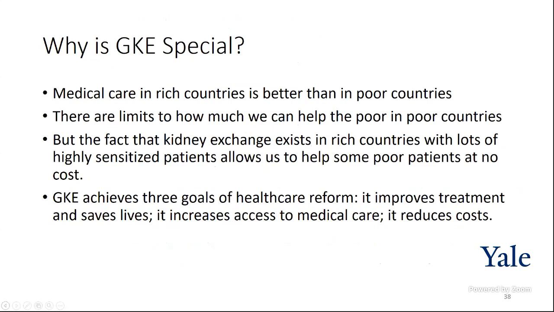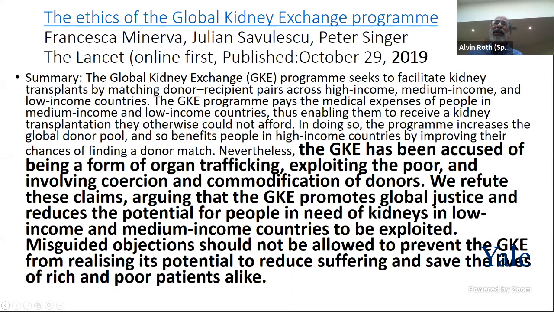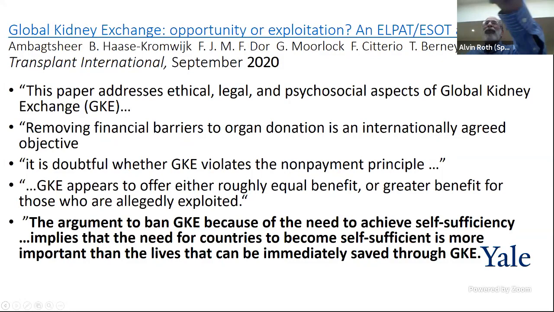So just incidentally, I showed you one of the papers that addressed this a little bit. Here's an argument by the European Society of Transplantation. There's a quote from their paper. They say the argument to ban GKE because of the need to achieve self-sufficiency in small countries implies that the need for countries to become self-sufficient is more important than the lives that can be immediately saved.